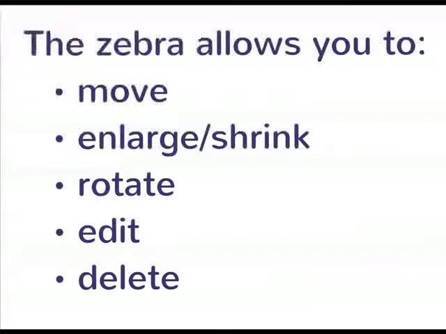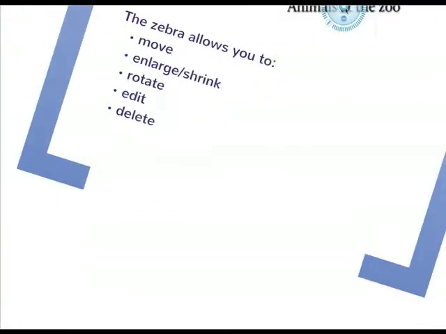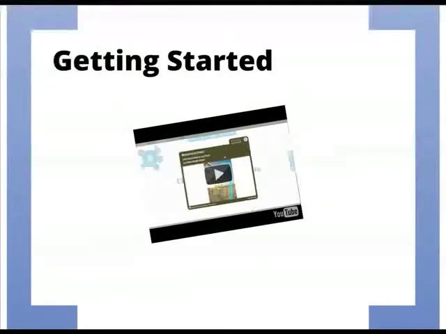You can use the zebra to rotate, so change the angle of anything. You can use it to edit anything that's editable, in particular text. And you can use it to delete. There's usually a pencil that you click to edit, and a trash can, traditionally, to delete an object. So really all the editing is handled by this clever little zebra. So here's Prezi's little introduction.